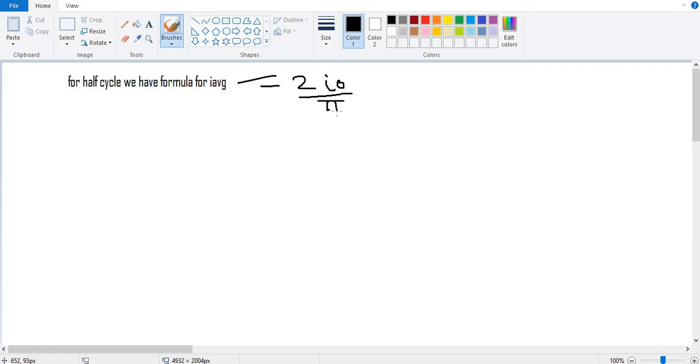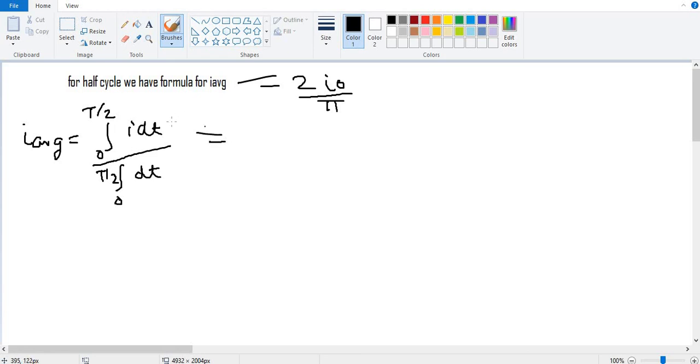So we will derive this one also. How has it come? Let us take it. First I will see what is I average. As you know, I average is equal to the integration of I dt from 0 to the time period. Since it is for half cycle, it will be 0 to T by 2, divided by the integration of dt from 0 to T by 2.